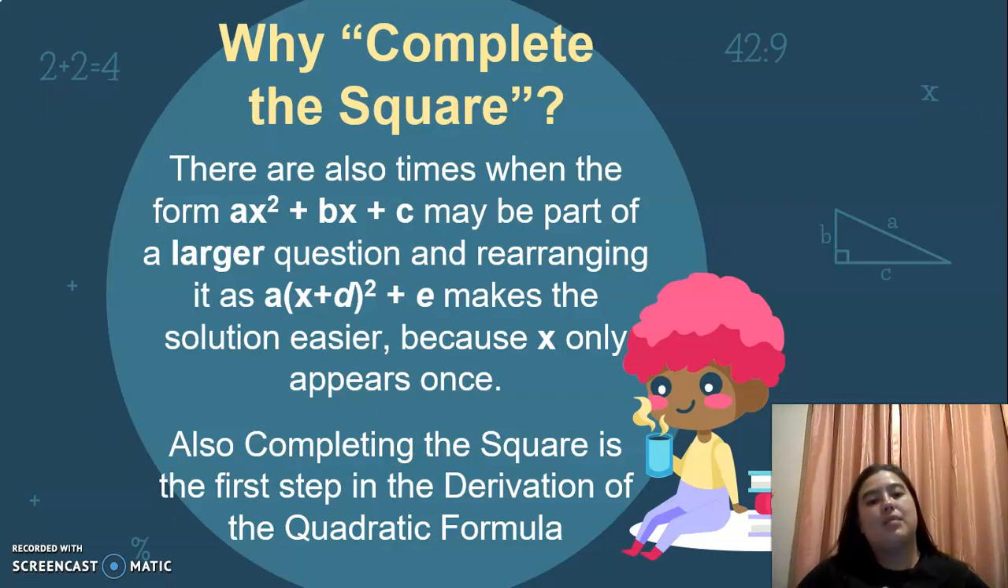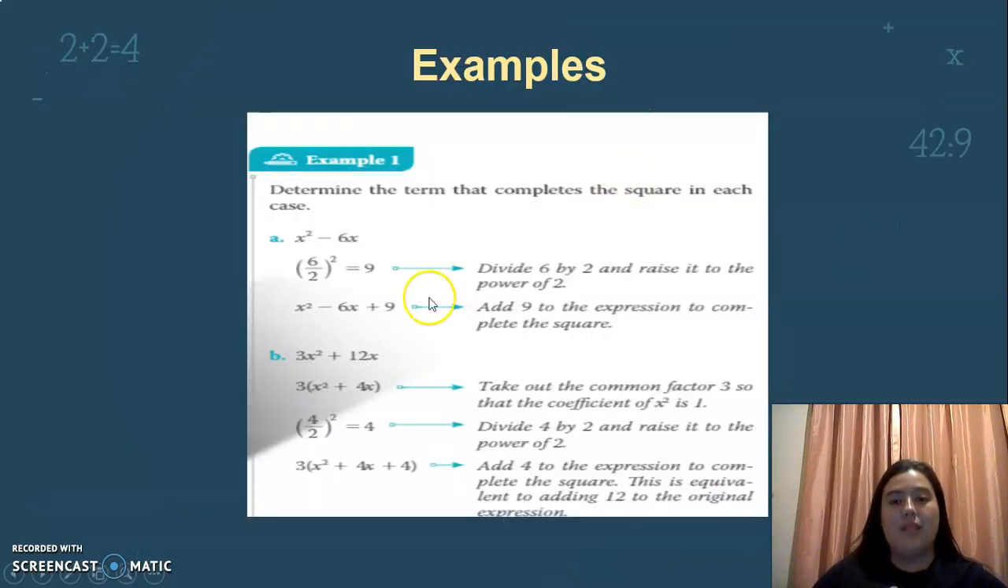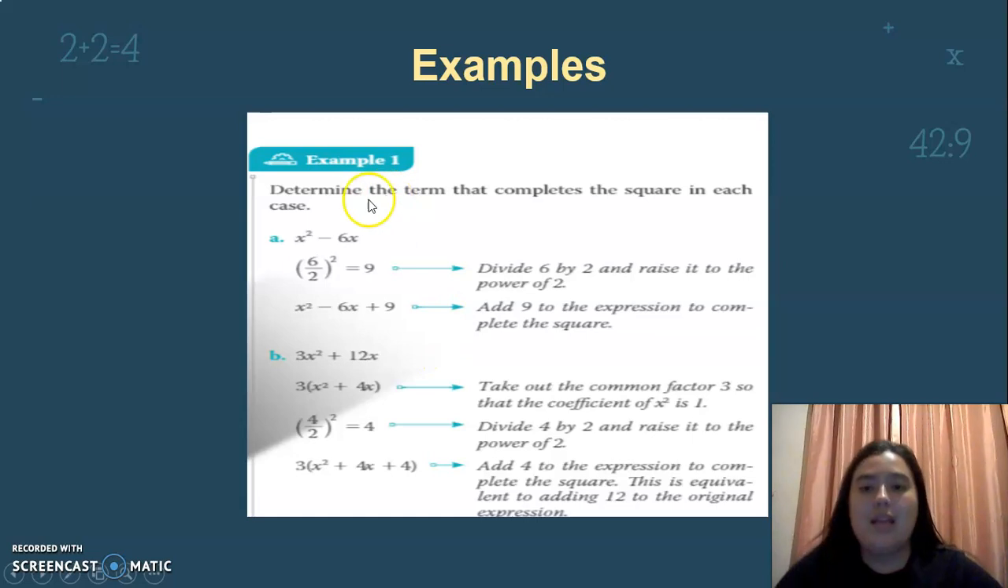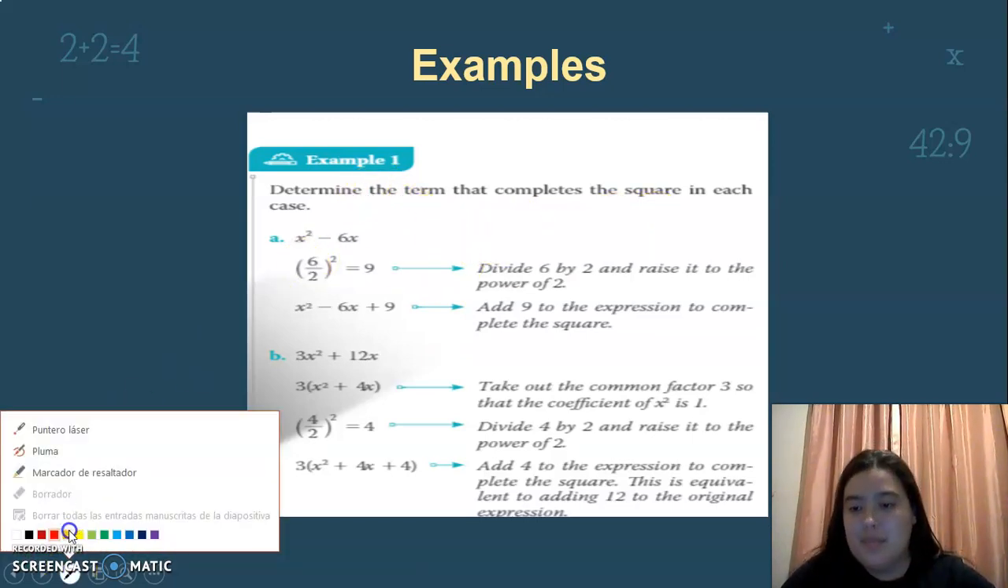There are also times when the form ax^2 + bx + c may be part of a longer equation, and rearranging it as a(x + d)^2 + e makes the solution easier because x only appears once, okay? Also, completing the square is the first step in the derivation of the quadratic formula, okay? So this is an example. Determine the term that completes the square in each case, okay?